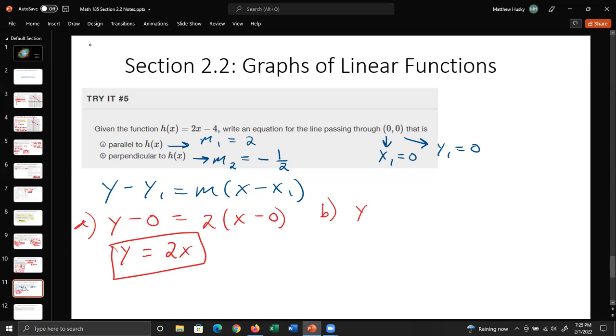For part B, we're going to do y minus 0 again. This time we do negative a half for the slope, and then x minus 0 right there. Again, multiplying with zeros and adding and subtracting zeros isn't going to do a whole lot. This will just be y equals negative 1/2 x.